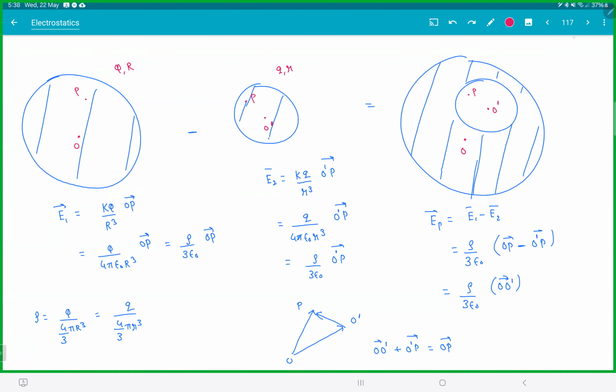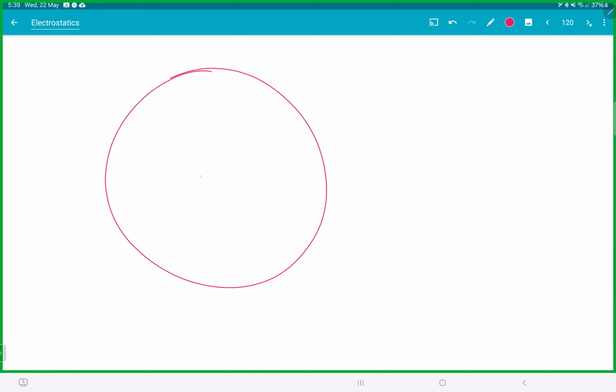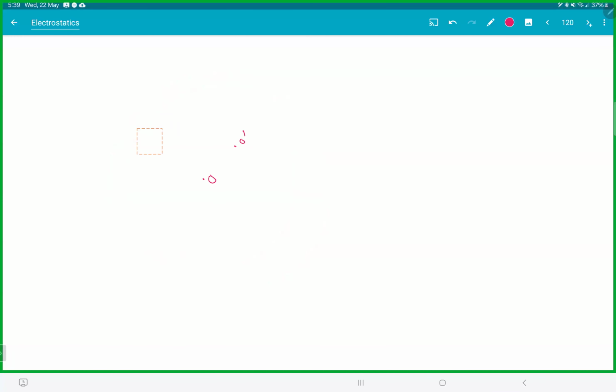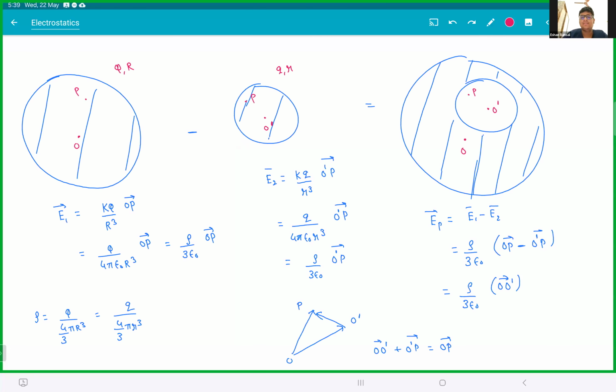Oh, no, yeah, okay, understood. It will become a thin sphere. What difference will it make? I mean, you make it anything you want. Let's say this is O, you make such a big cavity like this, and this will be O dash. If they overlap, then anyway it is 0. Yes, sir, understood. Remember this thing.